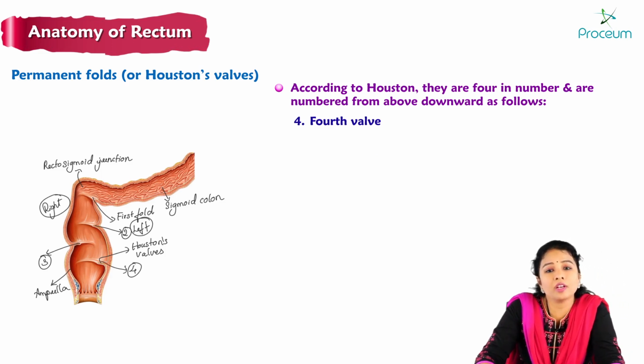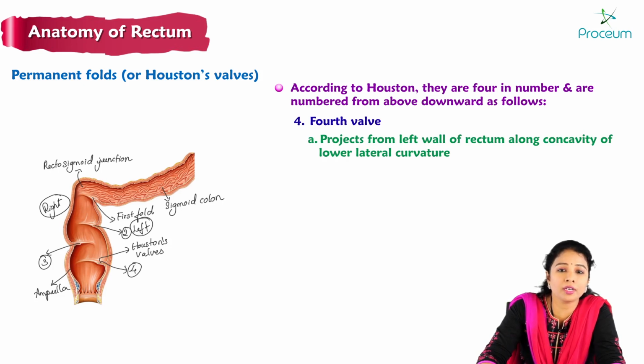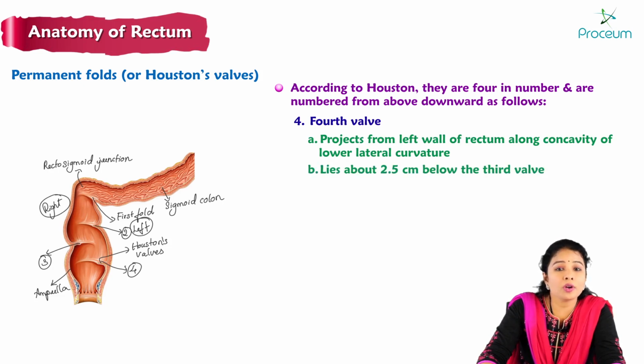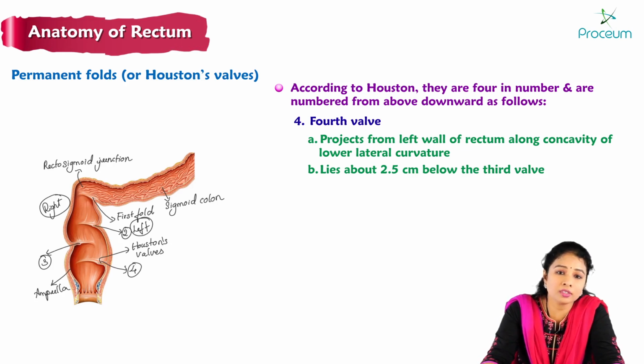So the fourth valve projects from the left wall of the rectum along the concavity of the lower lateral curvature. It lies about 2.5 centimeters below the third valve.